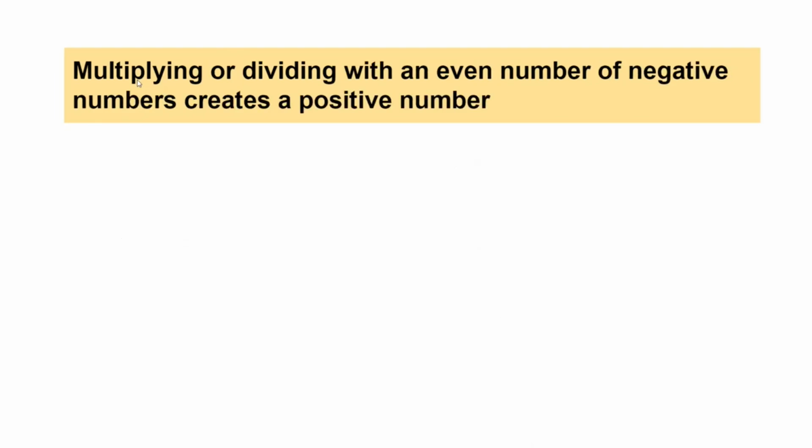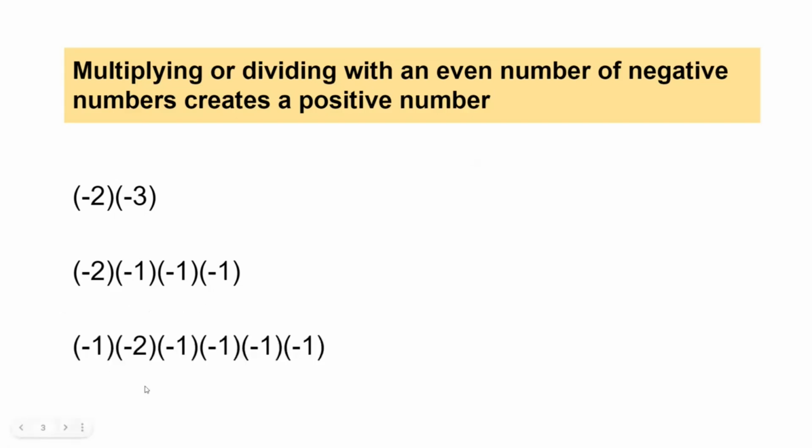Now, if there are an even number of negative numbers being multiplied or divided together, the result will be a positive number. A few more examples. That's one we just talked about. Two negative numbers being multiplied together, but four negative numbers being multiplied together, because there are an even number of negatives, 1, 2, 3, 4 negatives, will create a positive number.